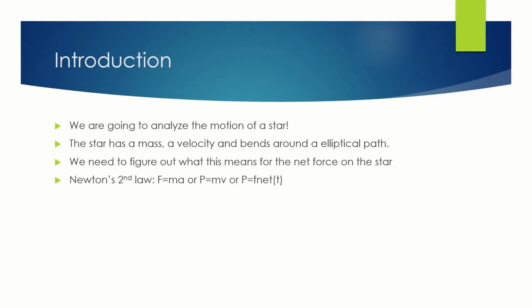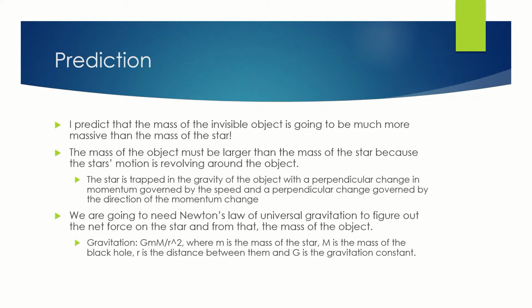We're going to need some fundamental principle, which is Newton's second law: force equals mass times acceleration, or you can use the change in momentum equals F net times the change in time. So my prediction is that the mass of the invisible object is going to be much more massive than the mass of the star. The mass of the object must be larger than the mass of a star because the star's motion is revolving around that object.